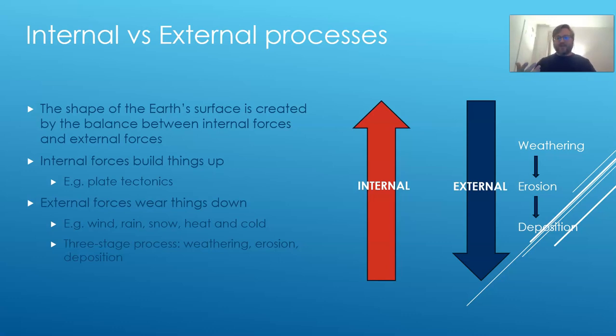Then we've got external forces that tend to wear things down. They tend to take all those things that were built up through plate tectonics and push them down, smooth them out, return them back to a more level situation. So these external forces are things like wind, rain, snow, heating and cooling of the Earth. And the external forces work through this three-stage process of weathering, erosion, and deposition. So it's one of the key things that you want to remember: weathering, erosion, deposition.